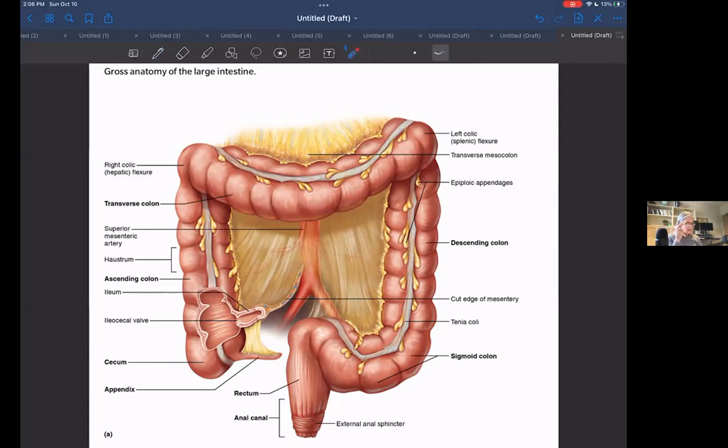You'll also notice that the large intestine looks weird. And that's because it has these little pouches, which are sometimes called diverticuli.